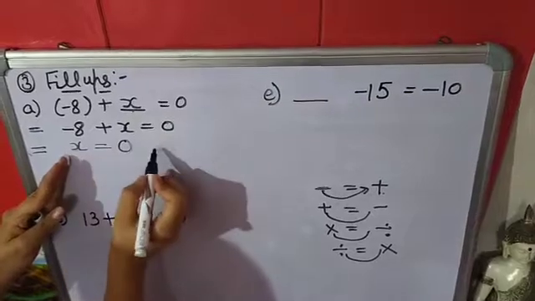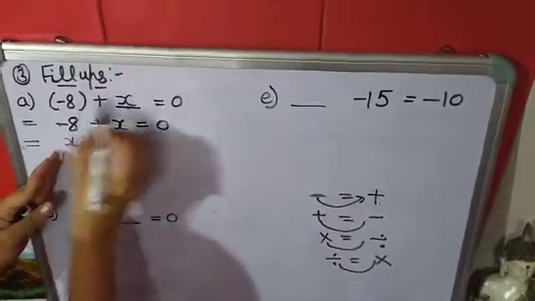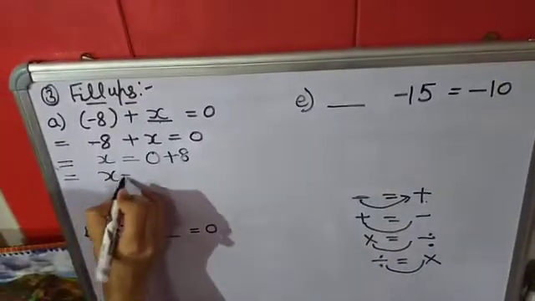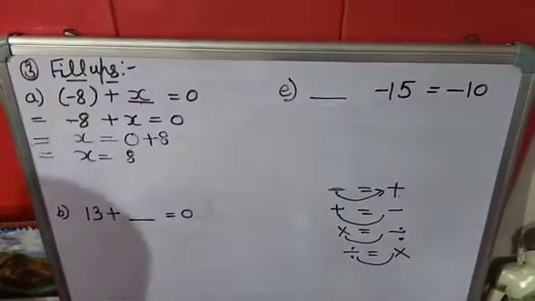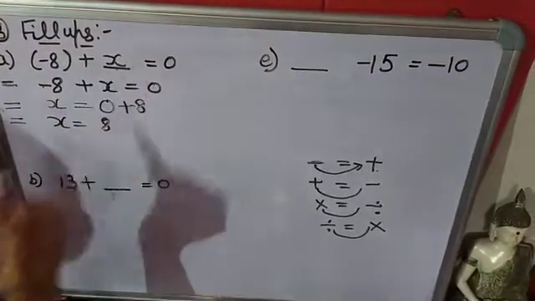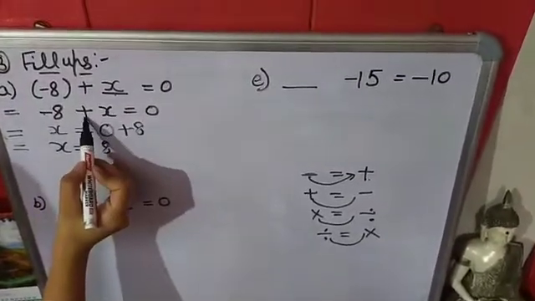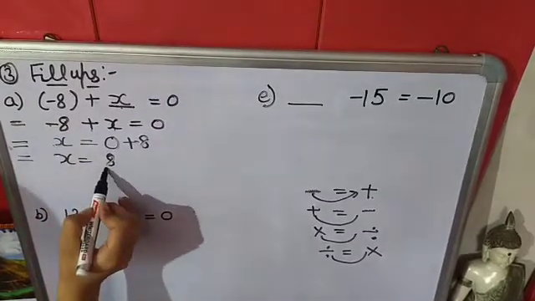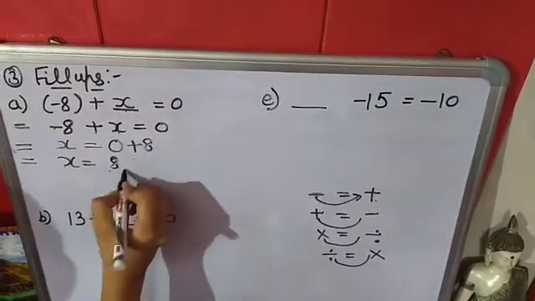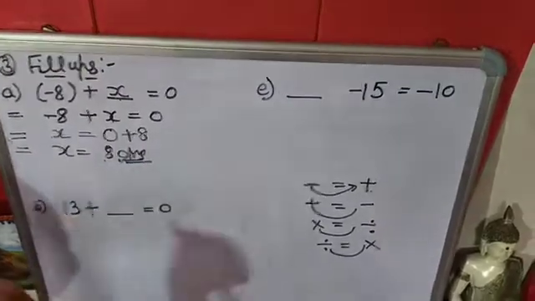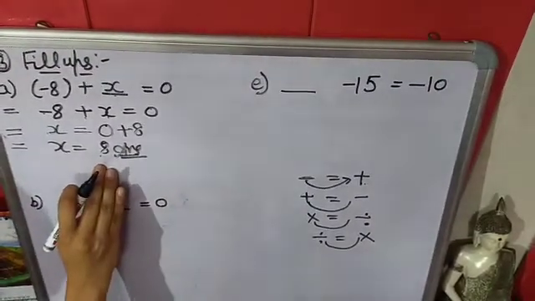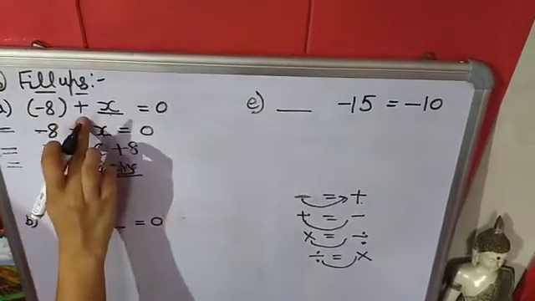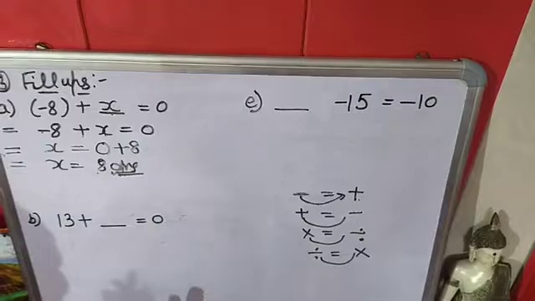Now this 8 is going there, this is minus, when it will go there it will be plus, and add it, 0 plus 8, 8. It means here 8 will come. Here is sign of plus with x, so it will be plus. Okay, now value of x is 8, means the answer is 8. If you want to check your answer is correct or not, put this value here. Minus 8 plus 8, it will be 0.